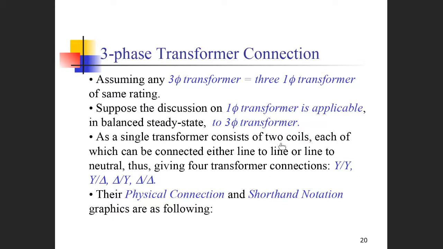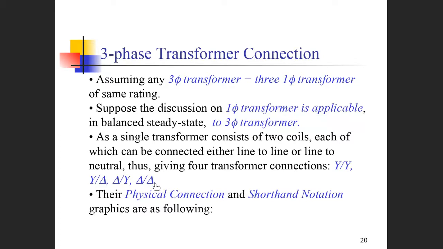As a single-phase transformer of 2 coils, each of which can be connected either delta or star to neutral, this gives 4 transformer connections. So we have the star-star connection, the star-delta connection, the delta-star connection, and the delta-delta connection. We have primary and secondary. This is similar to what we learned in three-phase systems.